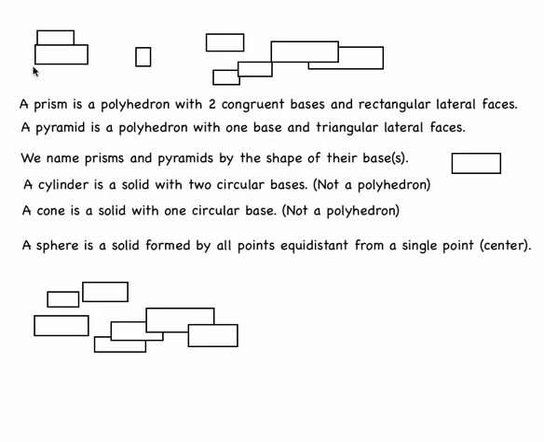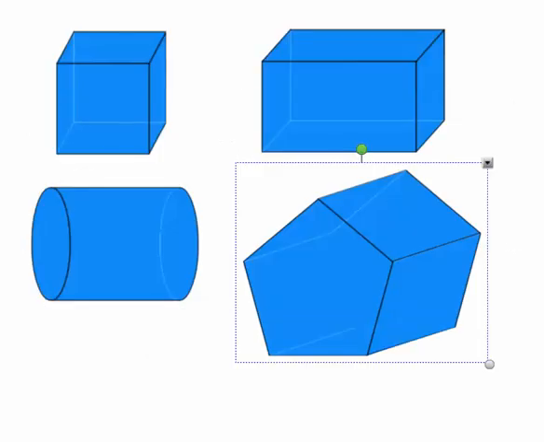So let's practice naming some polyhedrons and some solids. This first one is called a cube. It's a cube because it has 6 faces that are all the same shape, a square. This is a rectangular prism. It's a rectangular prism because it has 2 rectangular bases and 4 rectangular lateral faces.